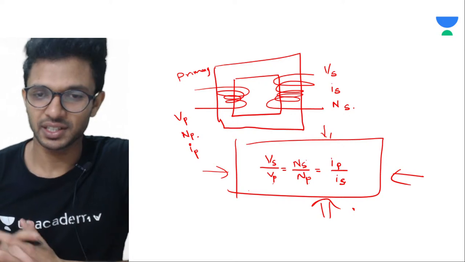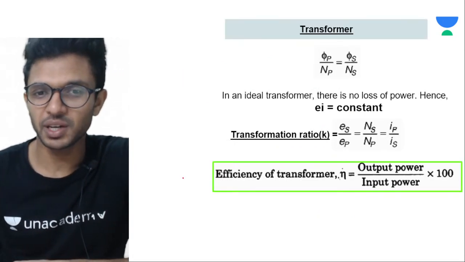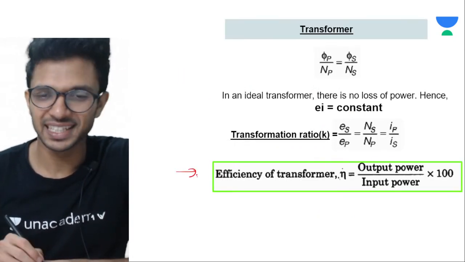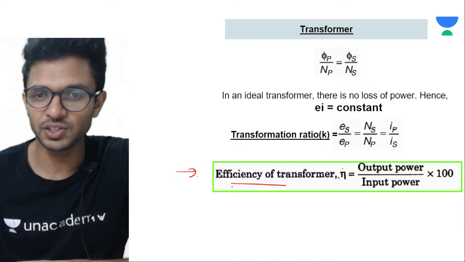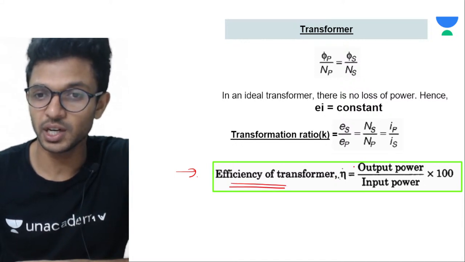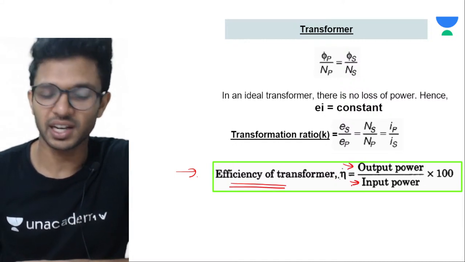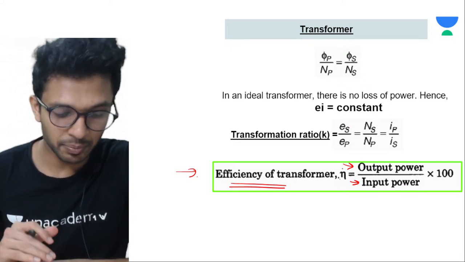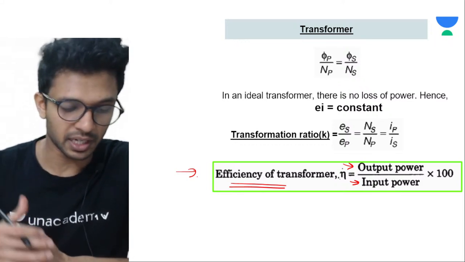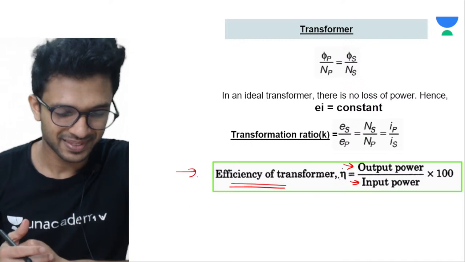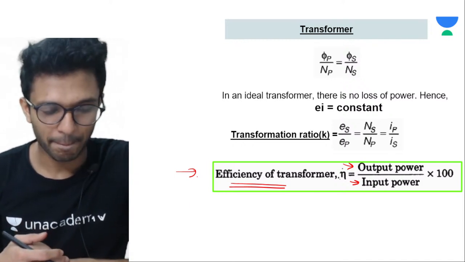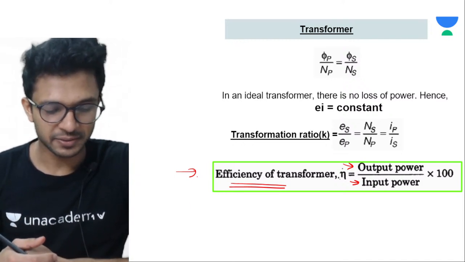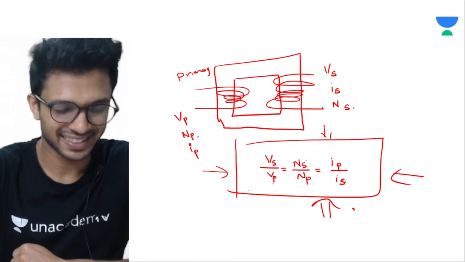Okay, very good. Now one last formula before our Menti: the efficiency of a transformer is equal to output power divided by input power. NP means the number of turns in the primary, Bharati. Okay. So, clear? Everyone?